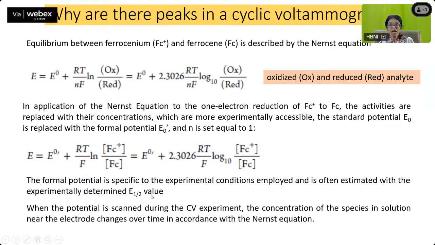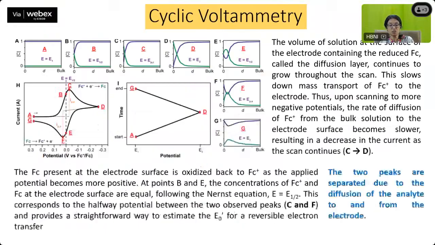So when the potential is scanned during the CV experiment, the concentration of the species in solution near the electrode changes over time in accordance with the Nernst equation. So you have something like this. The volume of solution at the surface of the electrode containing the reduced ferrocene, called the diffusion layer, continues to grow throughout the scan.